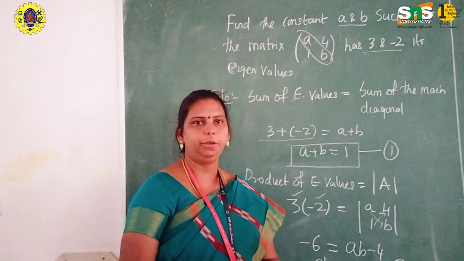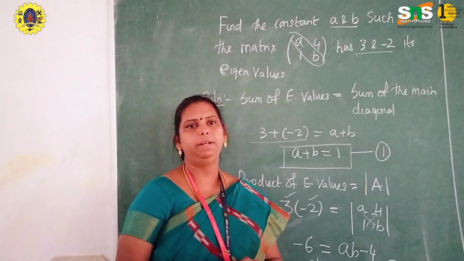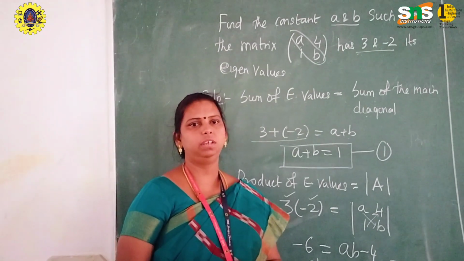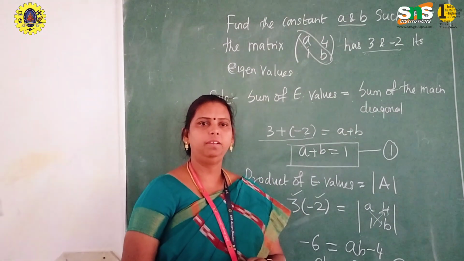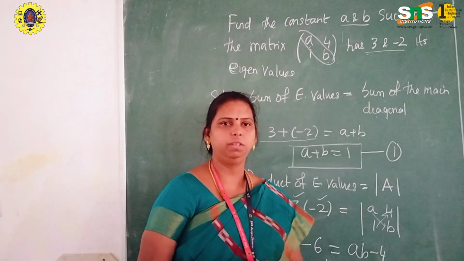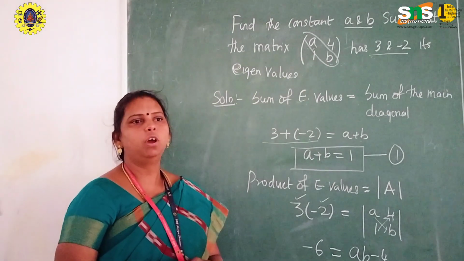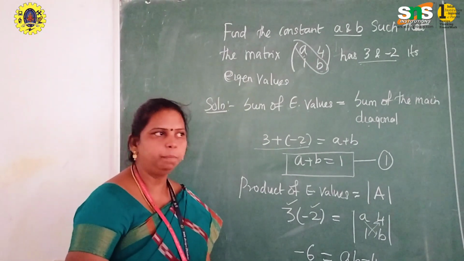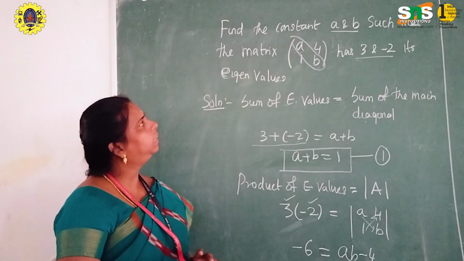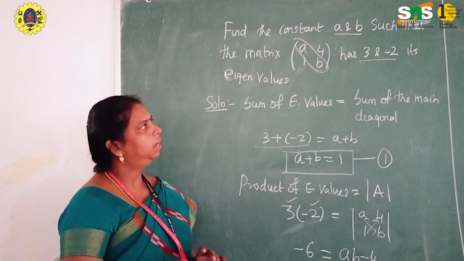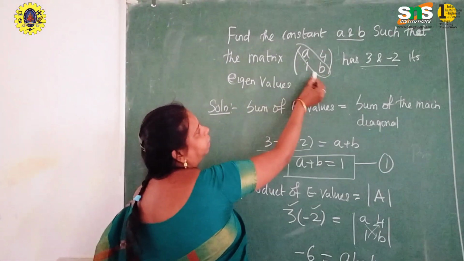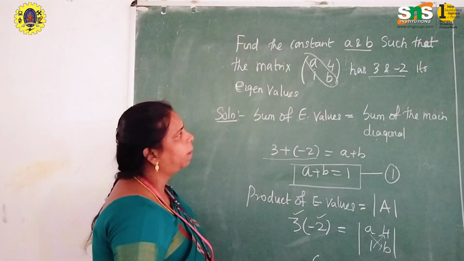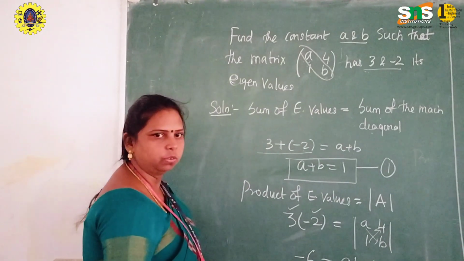Properties of eigenvalues. We discussed two properties: the sum of the eigenvalues is equal to the sum of the main diagonal elements, and the product of the eigenvalues is equal to the determinant of the matrix. Today we will solve a problem using the same properties: find the constants A and B such that the matrix [A, 4; 1, B] has 3 and minus 2 as its eigenvalues.